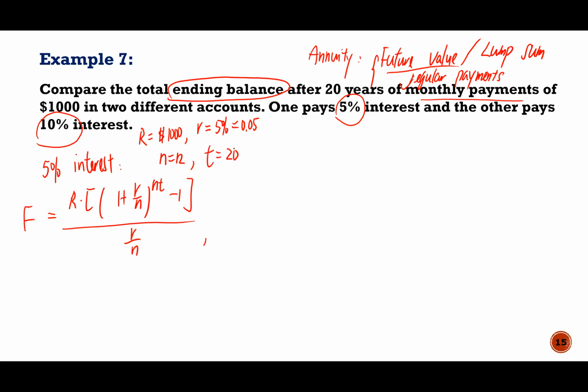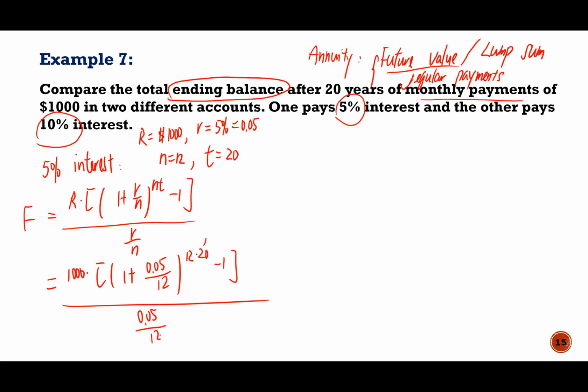Once you know all of this information, we plug into the future value annuity formula. You get 1,000 times open square bracket 1 plus 0.05 over 12, raised to 12 times 20, minus 1, and then divide by the interest rate per compounding period, which is 0.05 over 12. We just have to use Excel or a calculator to get the ending balance for this account.